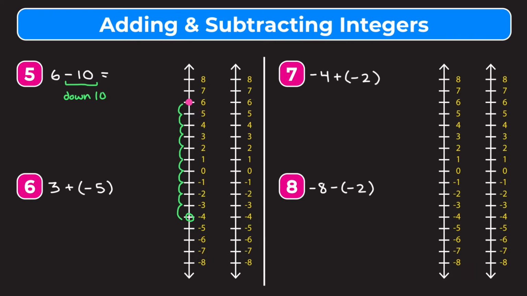So 6 minus 10 is going to give us a negative 4. And now we're going to look at 3 plus negative 5. So this one's a little weird. We're adding a negative. We haven't seen this yet.